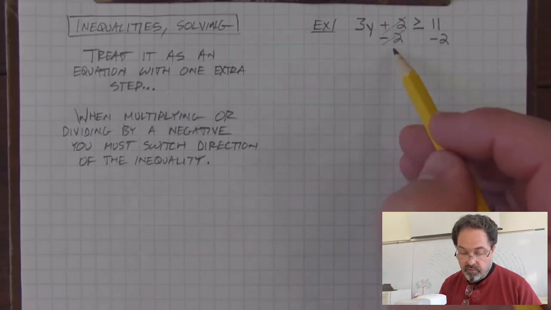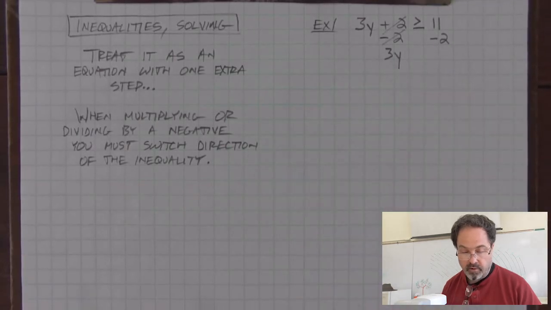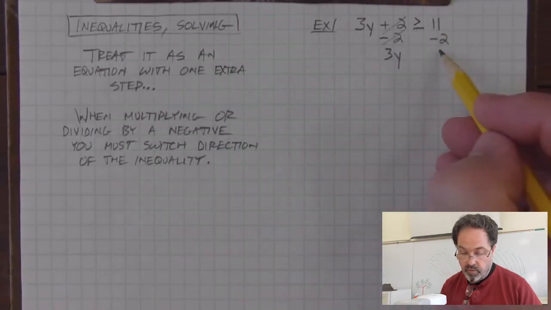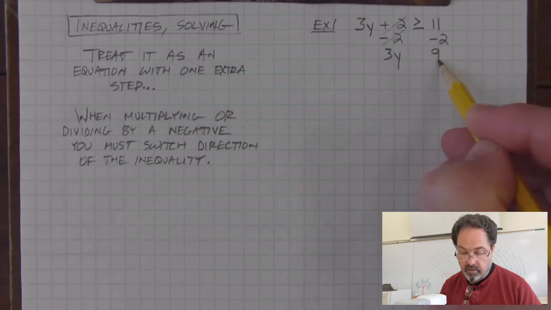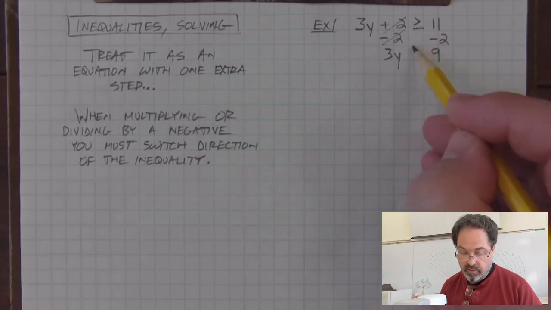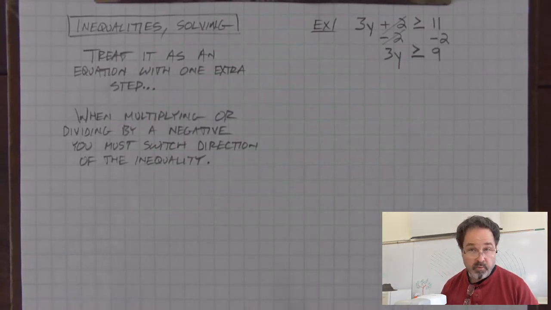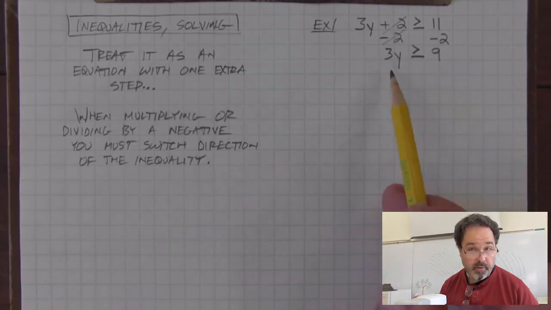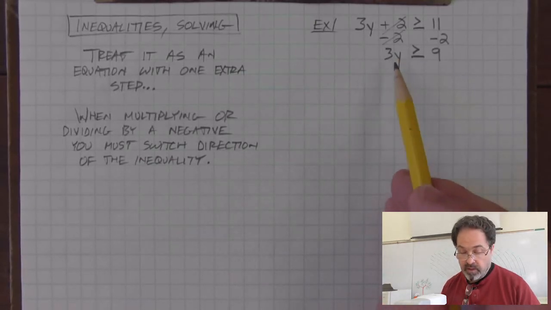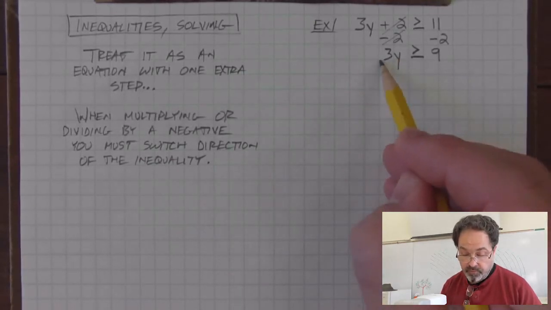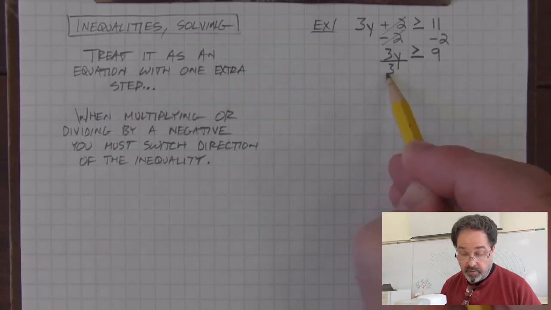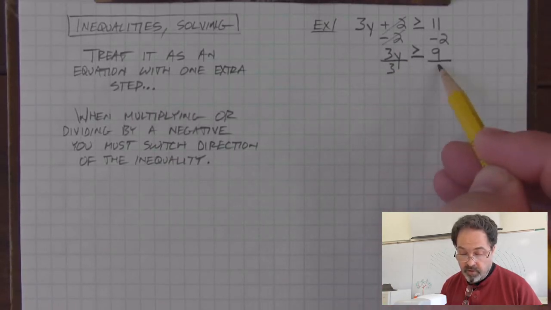After subtracting 2 on the left, the 3y is still there. 11 minus 2 on the right makes 9. And the symbol in between is still greater than or equal to. I have one more step to get y by itself. I need to undo multiplying by 3. The inverse of multiplication is division, so I'm going to choose to divide by 3. What I do to one side, I must do to the other.